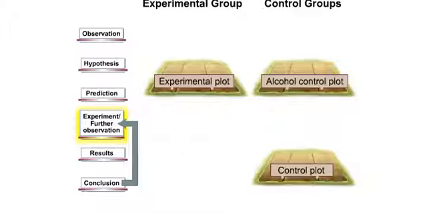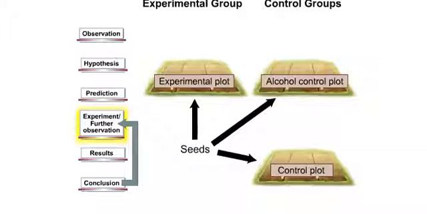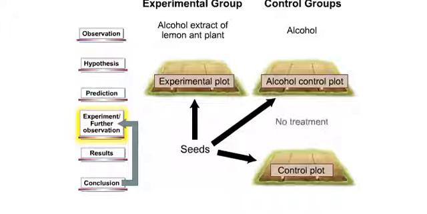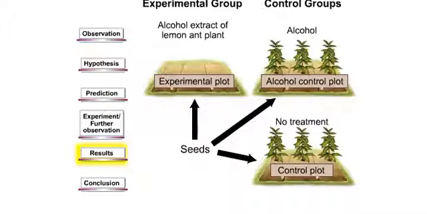In each plot, you add seeds, but you treat one plot with the alcohol extract, you treat another plot with alcohol only, and you leave the third plot untreated. Sure enough, plant growth is retarded only in the area treated with the extract. Plants grow in the plot treated only with alcohol and in the untreated plot. Your results indicate that the chemicals in the plant tissue are inhibiting the growth of other plants.